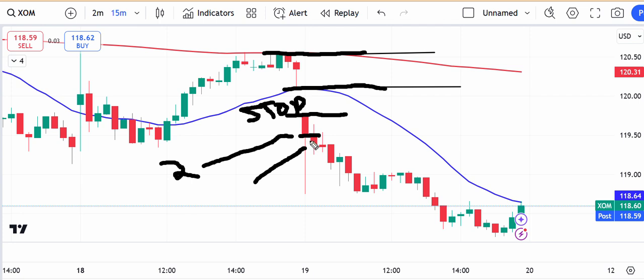Now we wait. We wait for price action to come down, come down, come down. This is a great point to get out right here. Take some profit right there. Why? Because you have separation from here to the 20 and from the 20 to the 200. You have a lot of separation right there. Whenever you have separation like that, it's time to get out.